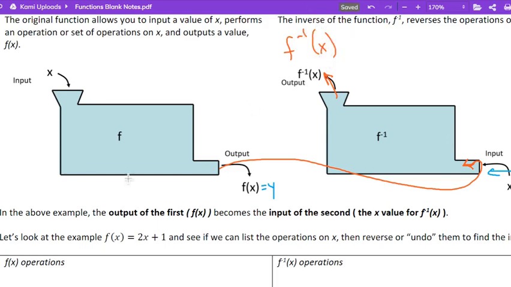And if we wanted, we could show that this is an endless loop, that you could take the output of the inverse function, put it back in the original function, and what would come out would be f of x. Okay, a bit confusing. Let's try an example.